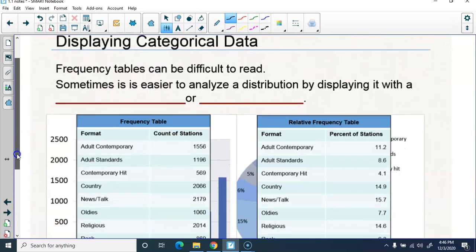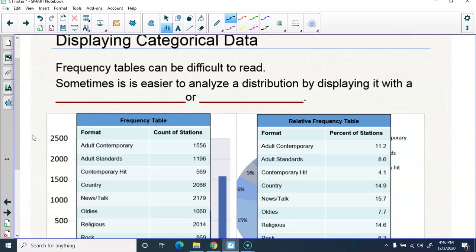So frequency tables can sometimes be difficult to read. As you can see, there's just numbers absolutely everywhere. Sometimes it's easier to analyze a distribution by displaying it with a bar graph or pie chart, which is also called a circle graph. So these are both appropriate for categorical variables.